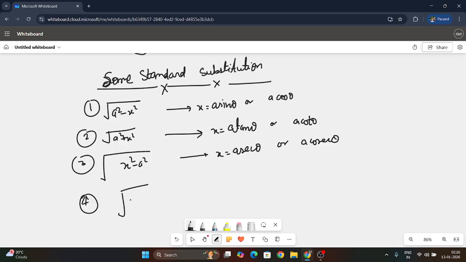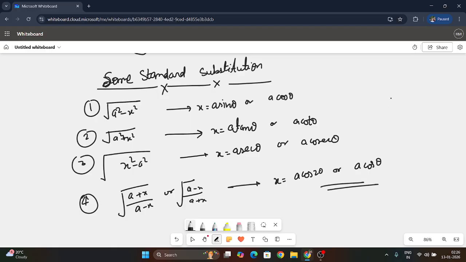The other thing is, a plus x upon a minus x under a root, or the expression can be in the form of root of a minus x by a plus x. In this case you have to use x is equal to, mainly a cos 2 theta, or maybe sometimes a cos theta also. So these things you have to keep in mind. Please write in your copy, these substitutions are very important.